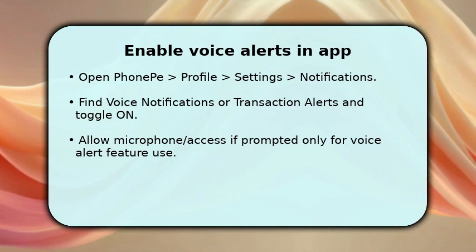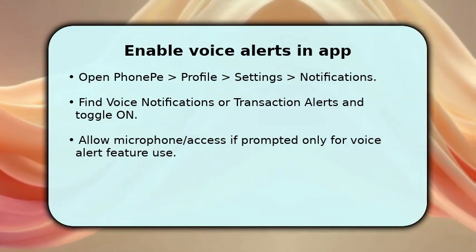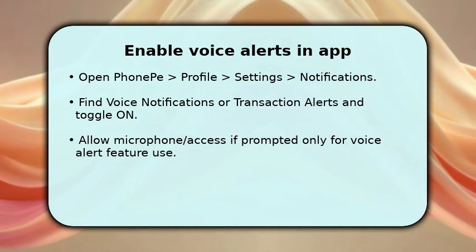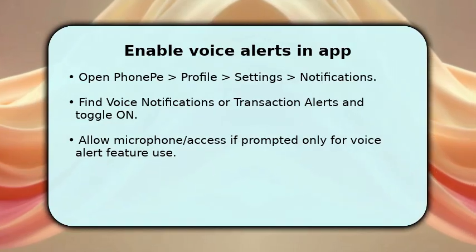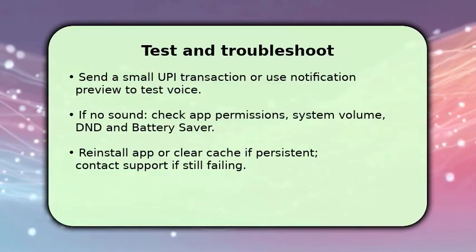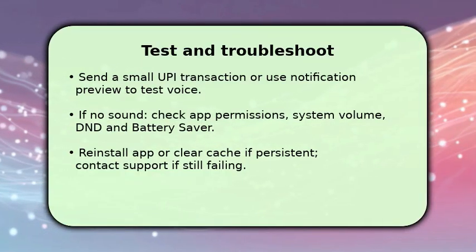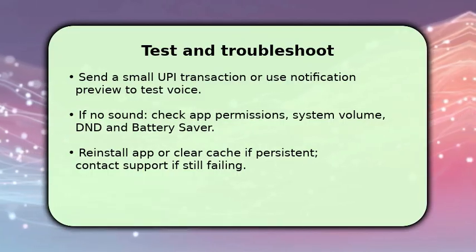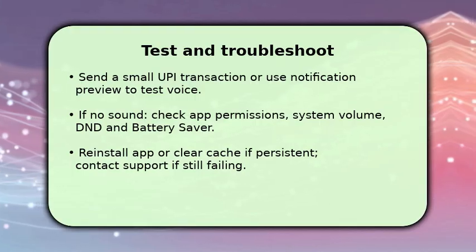Once toggled, trigger a test transaction or use the preview option so you can confirm the voice format and volume immediately. Finally, verify the feature by sending a small UPI transaction or using the notification preview inside PhonePe so you hear a voice alert. This confirms end-to-end setup.